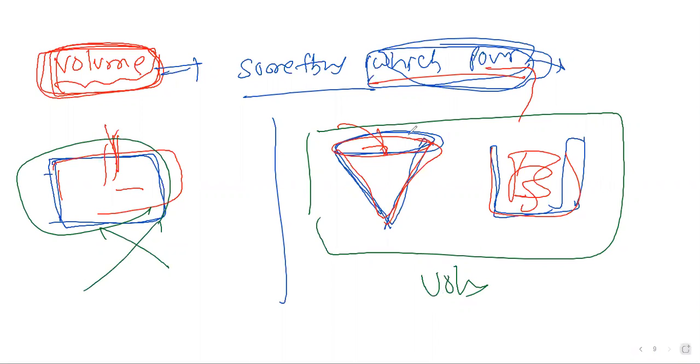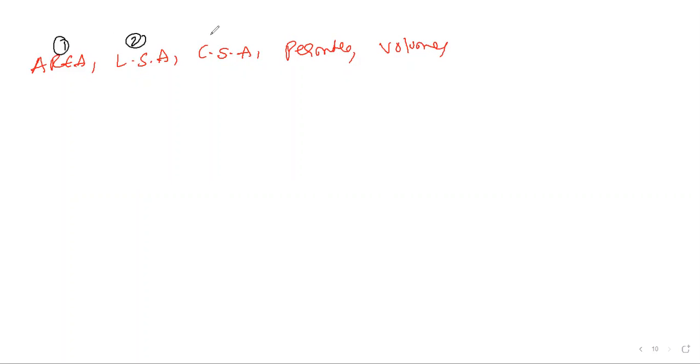Now I'll take one sample example. I'll take the concept of area, lateral surface area, curved surface area, perimeter, and volume. I'll take some diagrams. You have to say what things are going to be there. Let us take number 1, number 2, number 3, number 4, number 5. Matching తీసుకుందాం చెప్తాం.